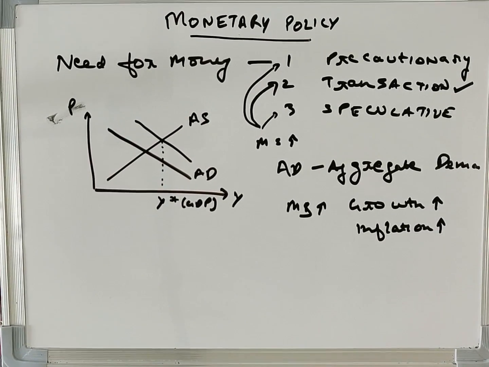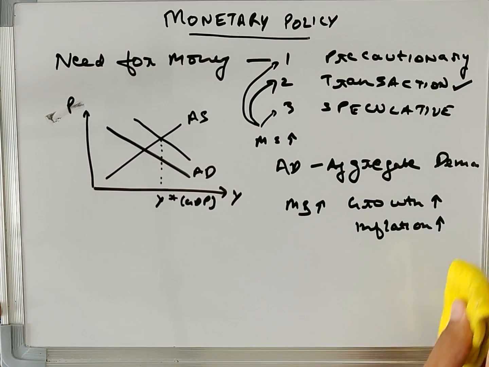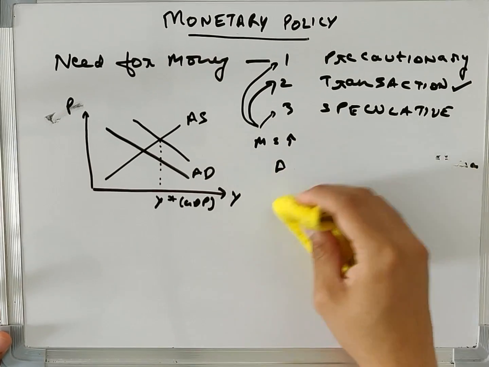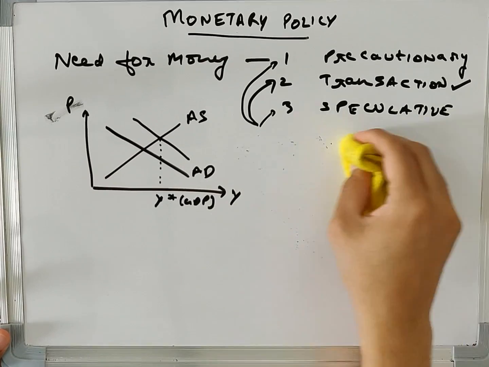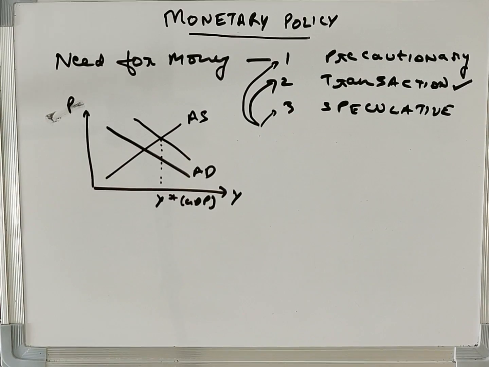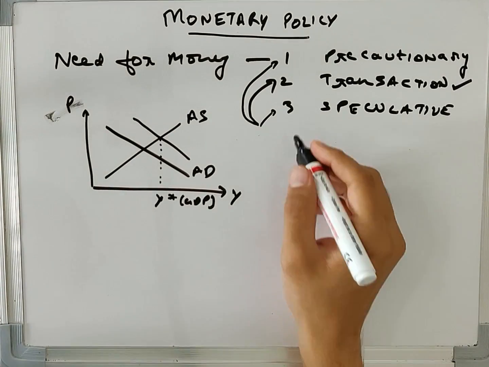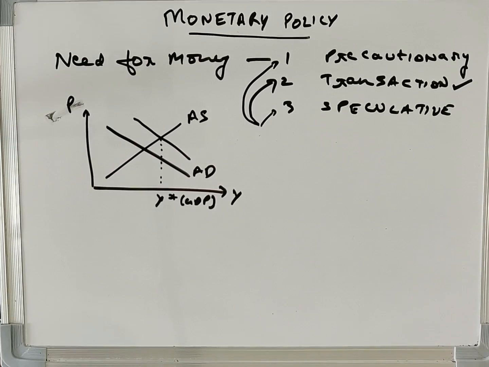Now, how does the central bank affect monetary policy? Well, as we had earlier explained, it is the effect of the money multiplier by which the central bank affects monetary policy. Now, in order to understand that, let's understand reserve money and types of money.